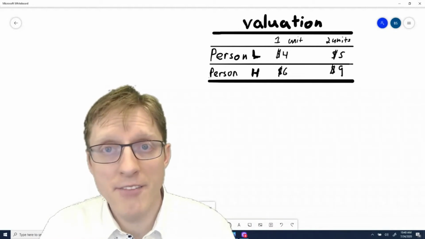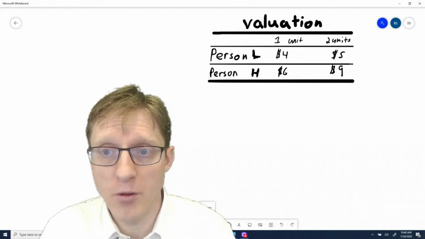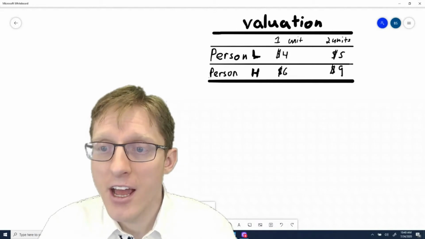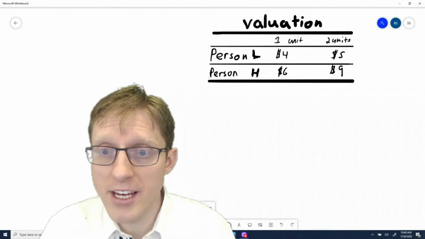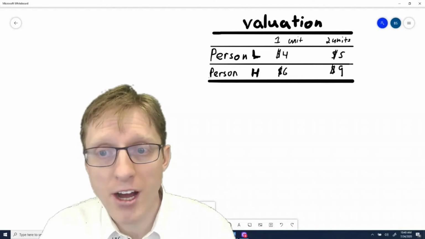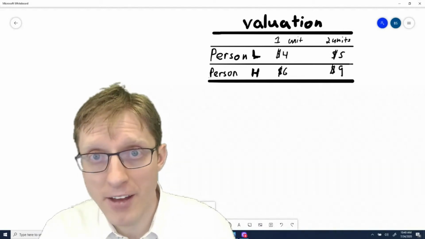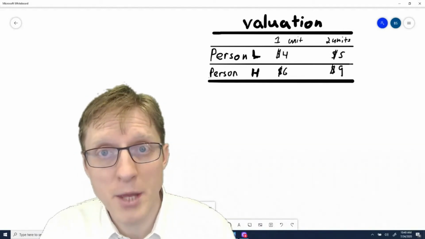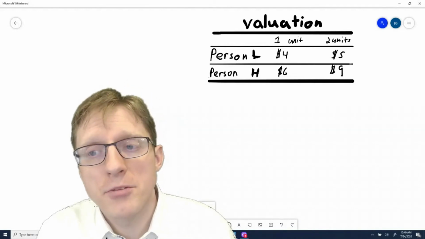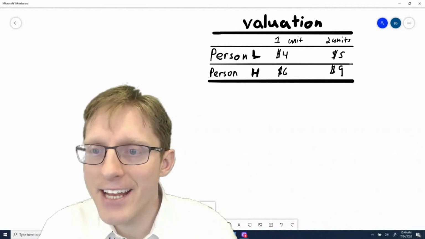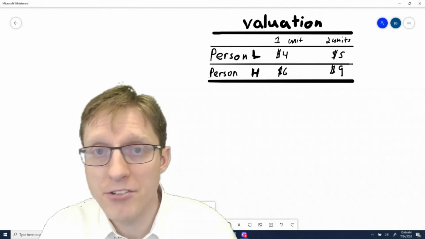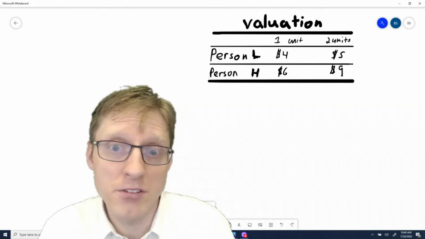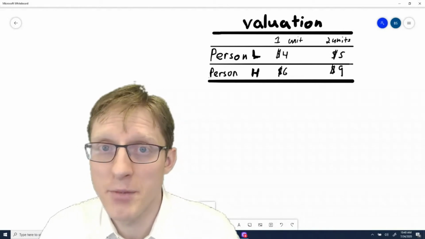Person L doesn't have any better option, so they would still buy the 1 unit. But person H, if they were to buy this smaller box of cereal with 1 unit of cereal in it, they would pay a price of $4. Their valuation for that small box of cereal is $6, so they would get $2 in consumer surplus. If instead they bought the bigger box of cereal, 2 units, paying $9, they're paying their maximum valuation for it, they're left with no consumer surplus. So they wouldn't voluntarily select the bigger box of cereal.